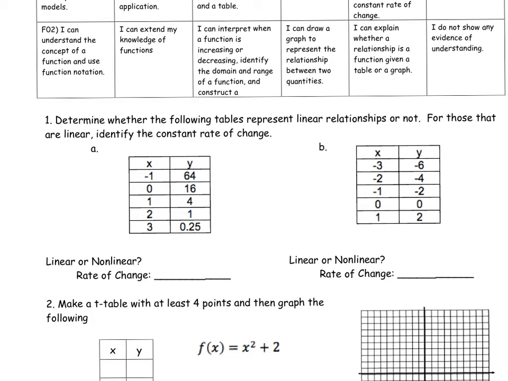For number 1, you need to figure out if it is a linear relationship, and if it is linear, we can find the rate of change. So remember, we're trying to find the change in y over the change in x, and it needs to be consistent.